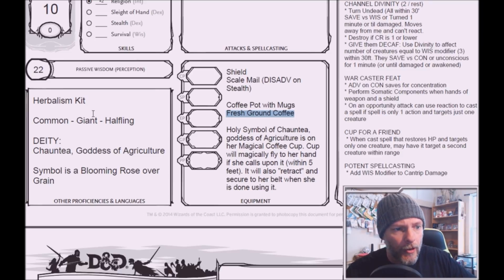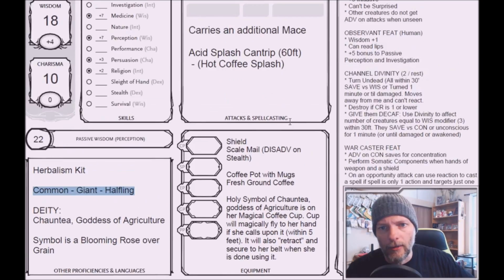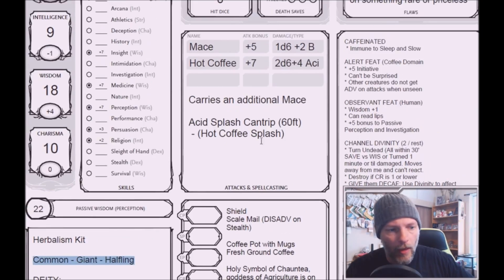Off to the left here, you can see that we've got an herbalism kit, since she is going to try and harvest her own coffee beans and things like that. I thought that was an adequate tool for her to have. Her deity and languages are actually irrelevant on this build. Also on the left hand side, you can see the passive perception is 22, and that is going to tie into the skills that I picked.